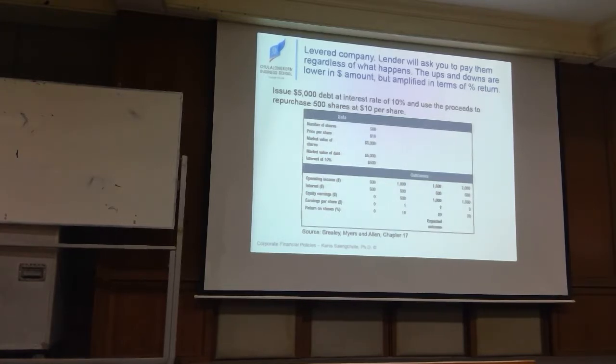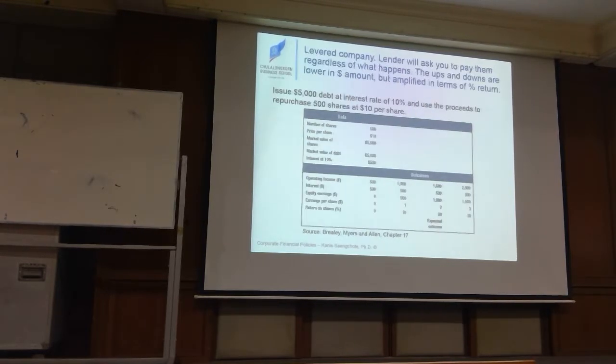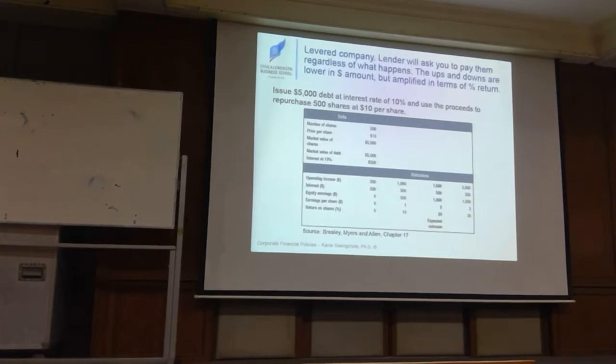In the bad state of the world, the residual amount for shareholders is all gone, 0. In the good states of the world, you have 15,000. So compared to earlier, you had 2,000. Now you have 15,000. It looks like it's less. Remember, it's 15,000 based on an equity of 5,000. Here was 2,000 based on equity of 10,000. So that was a 10% return. Here is a 30% return.